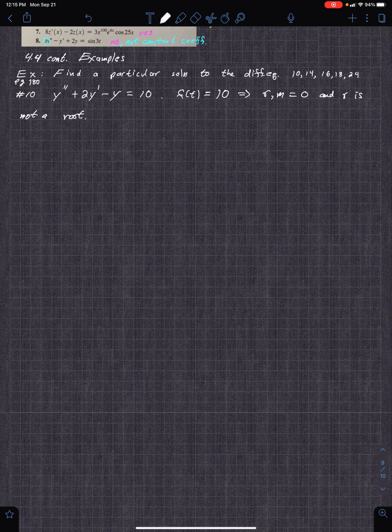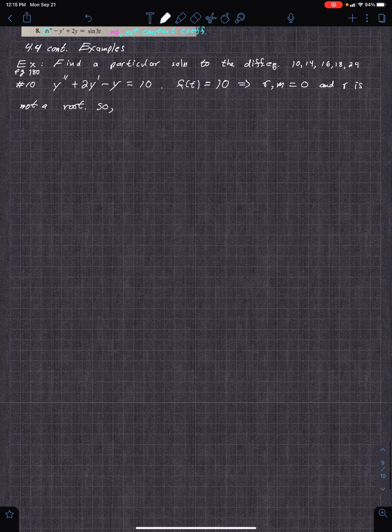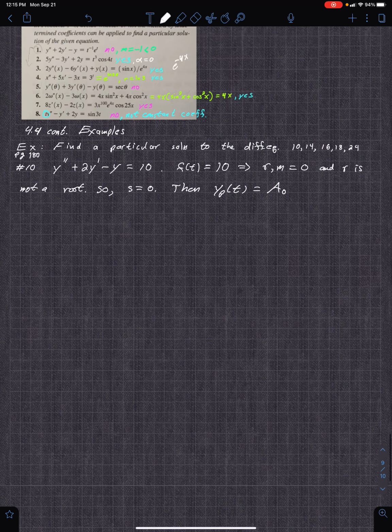Okay. So that means we choose s. I'll just say it's not really chosen, it's just that's what s is. So s equals 0. Then y particular of t is equal to a naught. All that other stuff is gone.